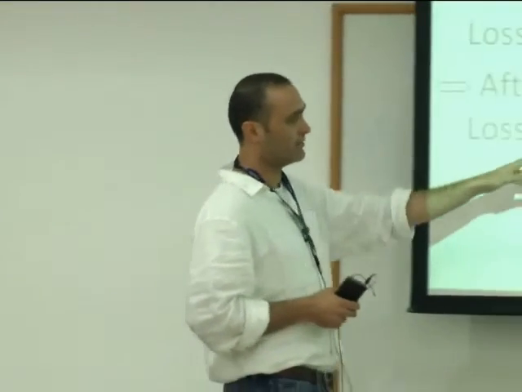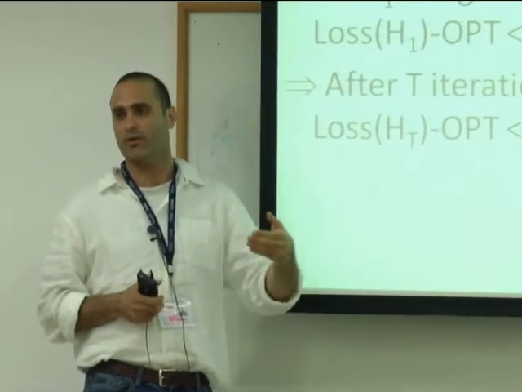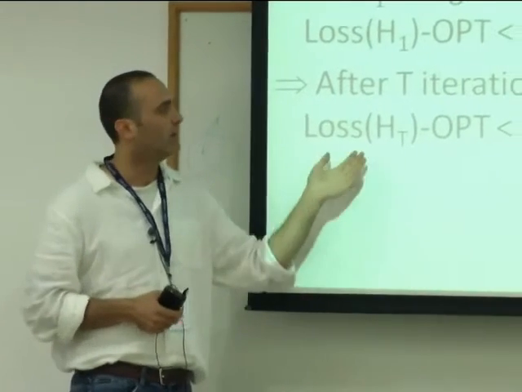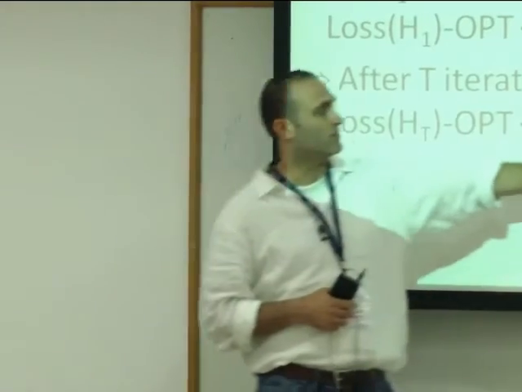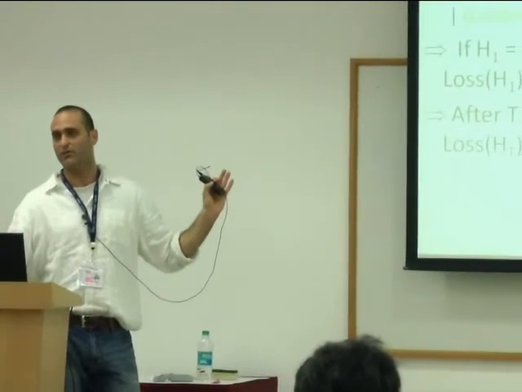As a corollary of that, after t iterations, the regret of the t-th solution, where h2 minimizes the empirical loss created from h1, h3 from h2, and so on, is at most epsilon to the t times the original regret plus this unavoidable term. So you can see there's an exponential rate of learning as a function of the iteration.